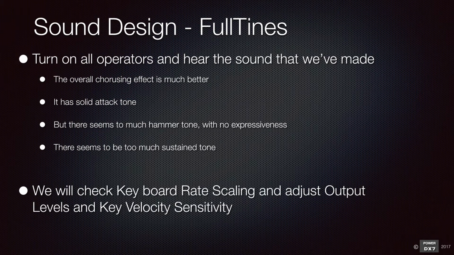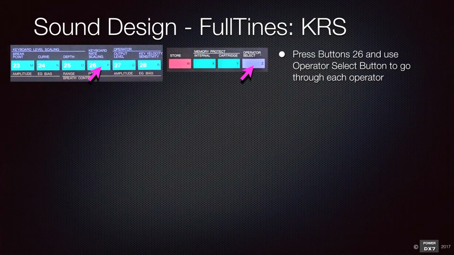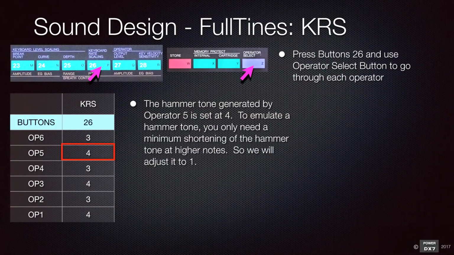We will go through the list of priority parameters, which are keyboard rate scaling, output level, and key velocity sensitivity, and adjust accordingly. Press button 26 and use the operator select button to go through each operator. The hammer tone generated by operator 5 is set at 4. This is too high for the hammer tone. You only need a minimum shortening of the hammer tone at higher notes. So we will adjust it to 1.